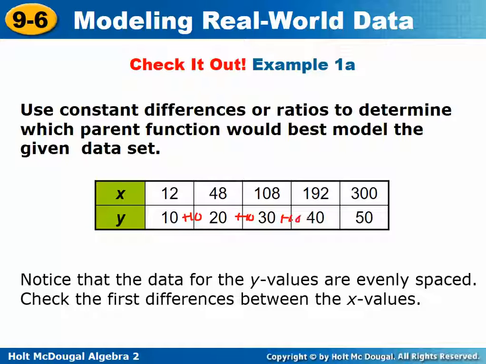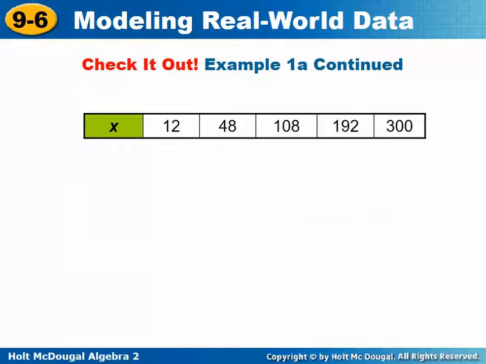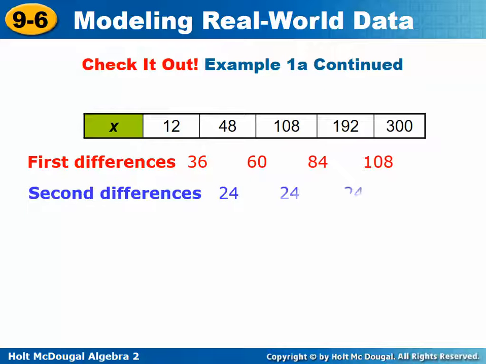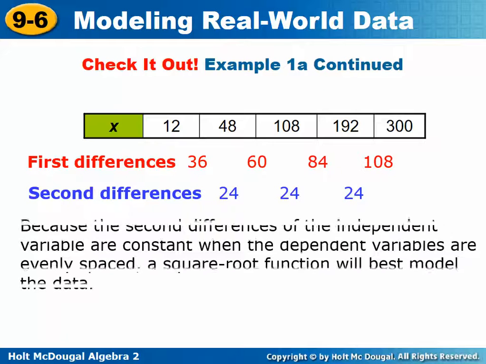And then we look at the x and see what they're doing. So here's the x values. The differences are not the same, but the second differences are the same. So if the second differences of the x values are constant, then this is a square root function.